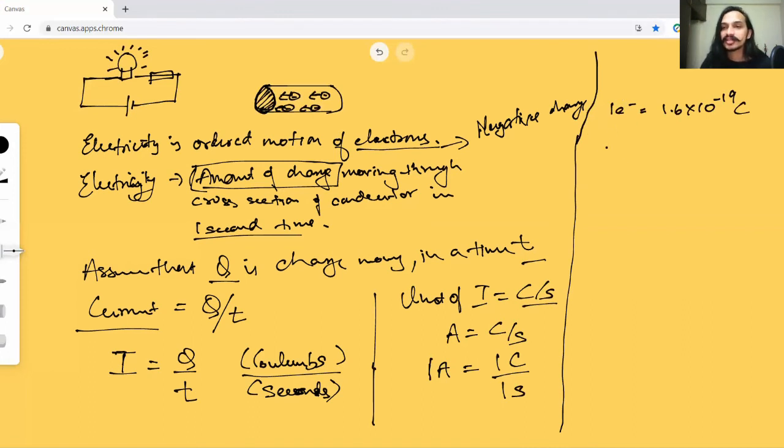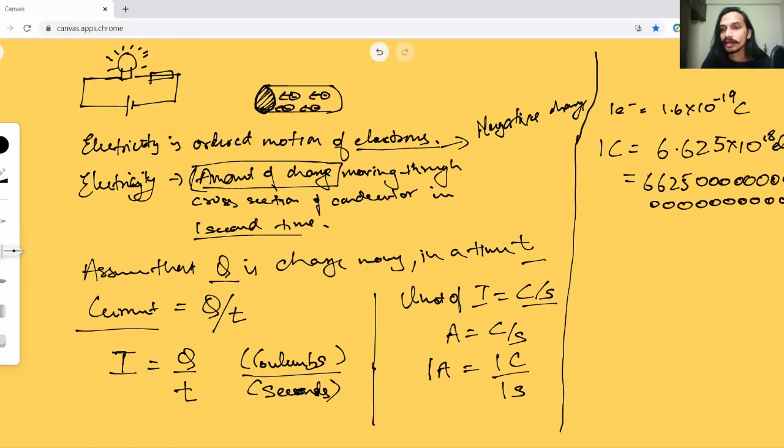So how many electrons does it take to make 1 coulomb of charge? It takes around 6.625 into 10 to the power of 18 electrons. That is, into 10 power 18 means you need to move the decimal point 18 places. Around these many electrons, if these many electrons move, then we say 1 coulomb of charge is moving. And that's not a few, that's a lot of electrons. It's a heavy number.